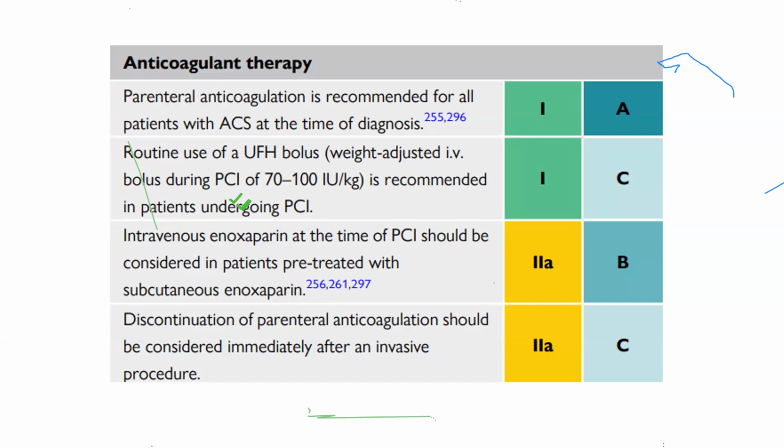Discontinuation of parenteral anticoagulation should be considered immediately after an invasive procedure. So this is a 2A. So immediately after PCI, anticoagulation can be stopped, which is a 2A. However, because it's a 2A, you may have situations where it will still be continued practically. In our center, I have one of my consultants who wants to do at least 24 hours most of the time rather than just stopping it, even though the recommendation is 2A, so it means that it's not a Class 1.